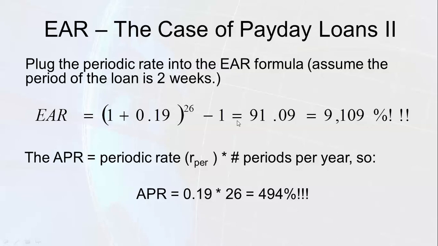So think of this $38 fee from a payday loan. So what is the effective annual rate? If you want to find APR, you just multiply by the number of compounding. So rate per period, and then there are 26 periods, which is 494%. So APR is 494%, but your effective rate is 9,109%.